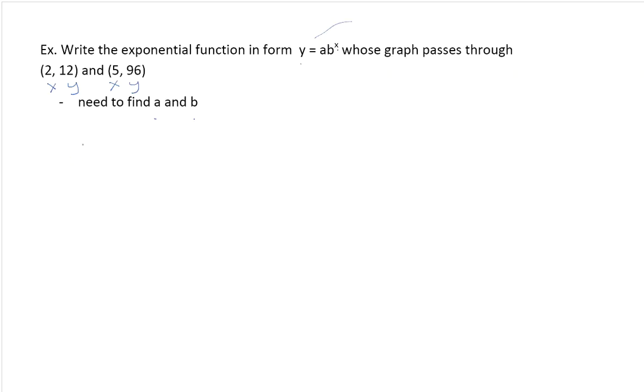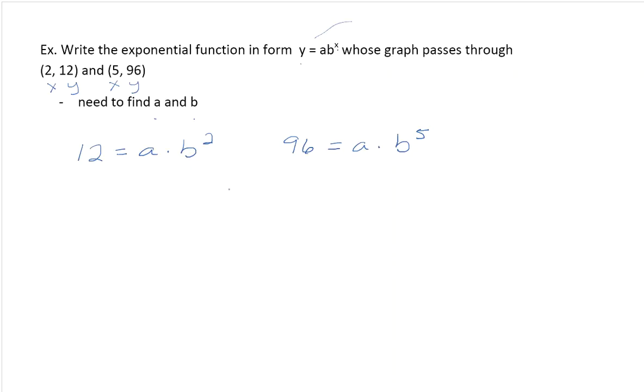So in the first one, we have 12 equals a times b squared. And in the second equation, we have 96 equals a times b to the fifth. So this is presenting us with systems of equations.